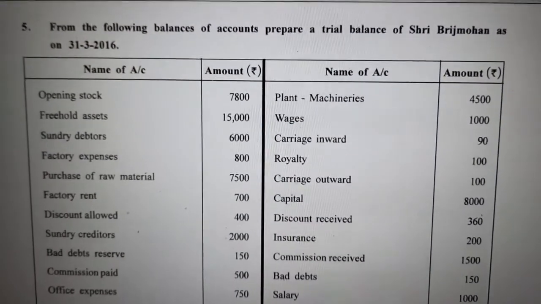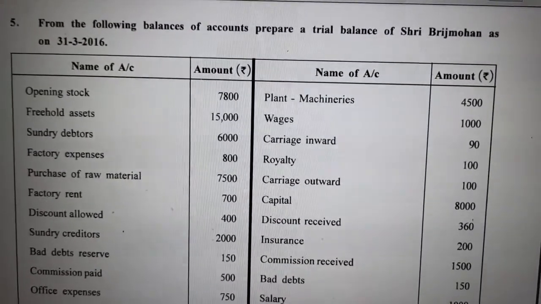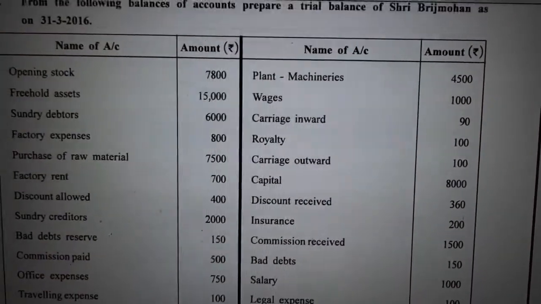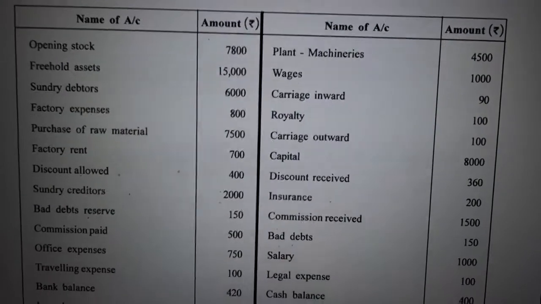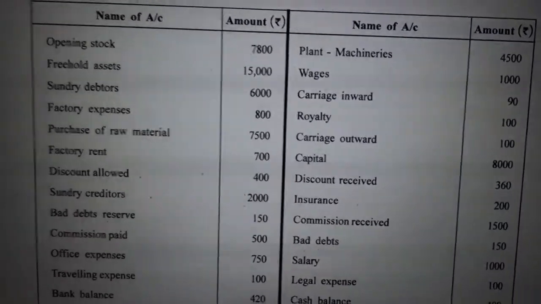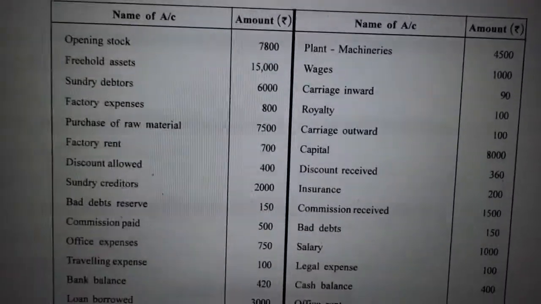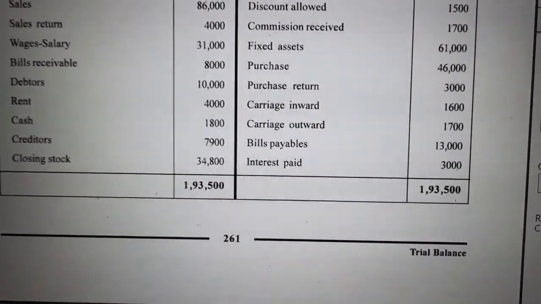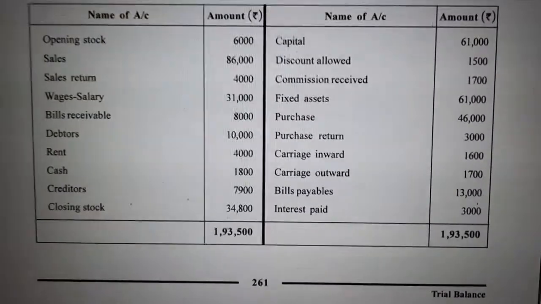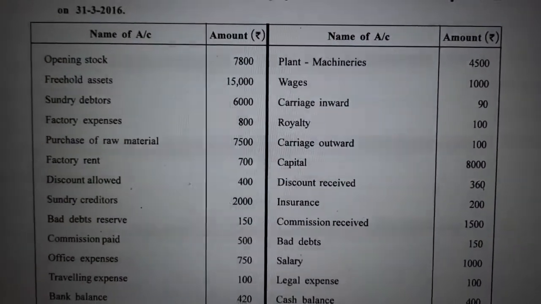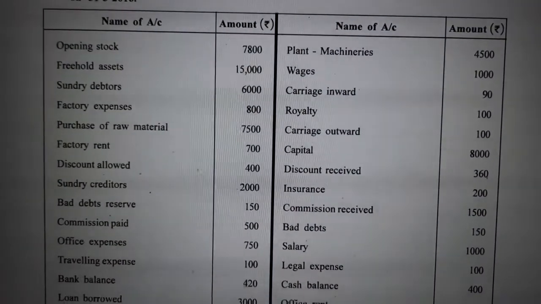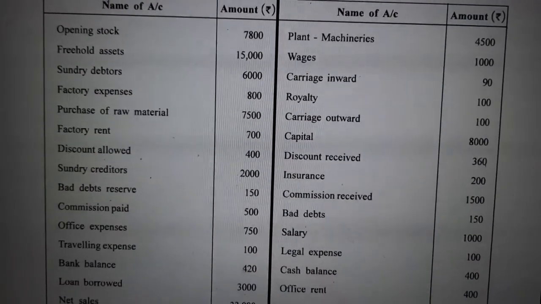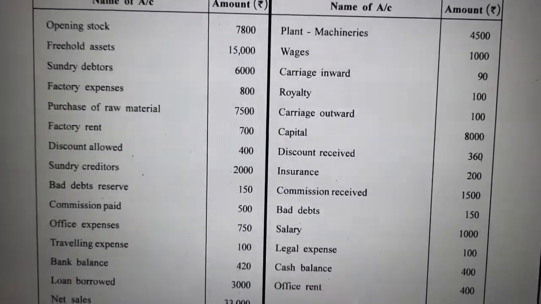I have taken question number 5 from page number 261. As I have a soft copy of the book, I am seeing it on the laptop. Please see it in your books. This is page number 261. So we will start. We can see the sum here. It is given: from the following balances of accounts, prepare a trial balance of Say Bridgemon as on 30/3/2016.